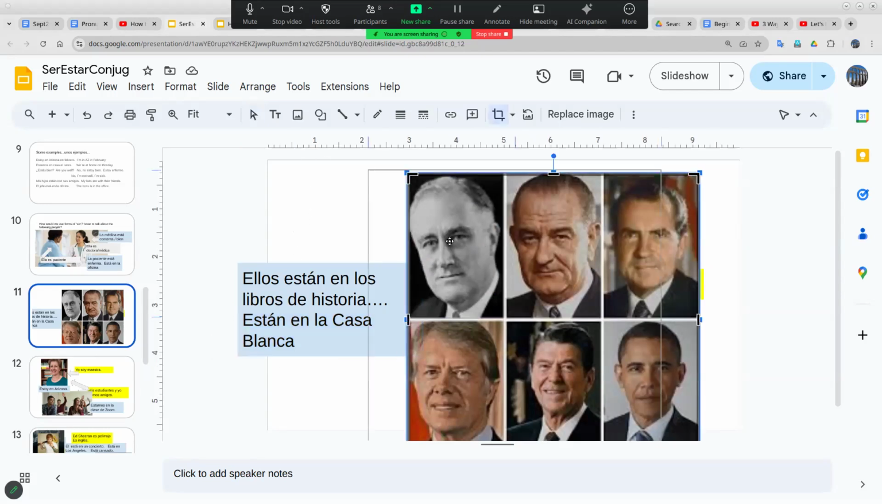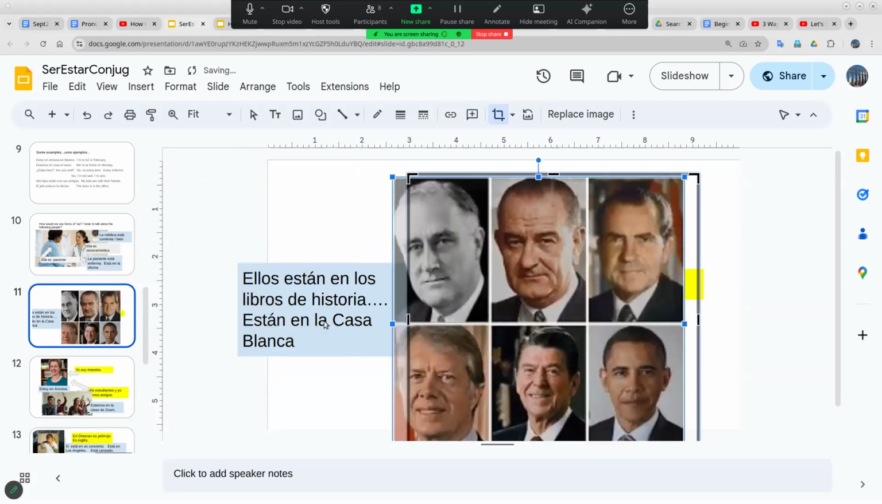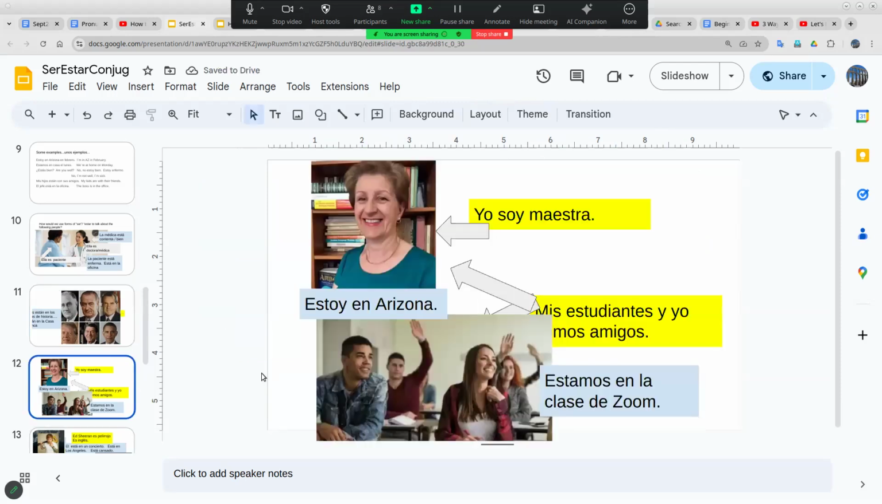But I might say, ellos son presidentes. They are presidents. That's a different context. It's not location. It's talking about what their job was. Son presidentes. You cannot say están presidentes. If you said están presidentes, somebody would be confused. What did that person say to me? Son presidentes. Who they are, what their job is, ser. Where they do that job is location. See? Bien?